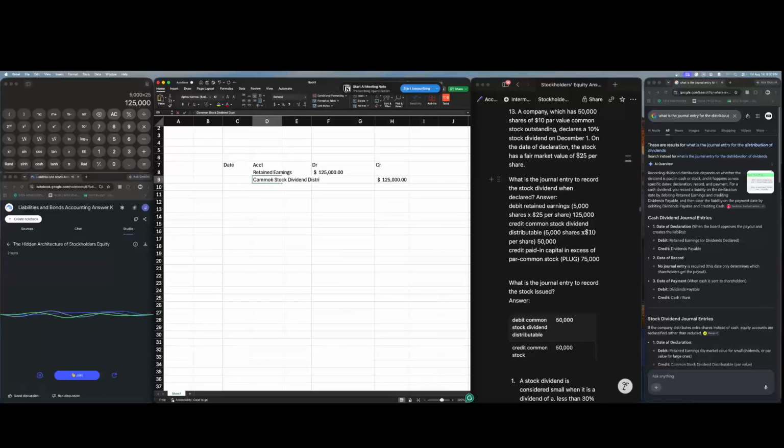The company is just promising to give you more pieces of the same pie later. So if it was any other dividend, it should be a dividend payable, but this one is distributable. For what reason?